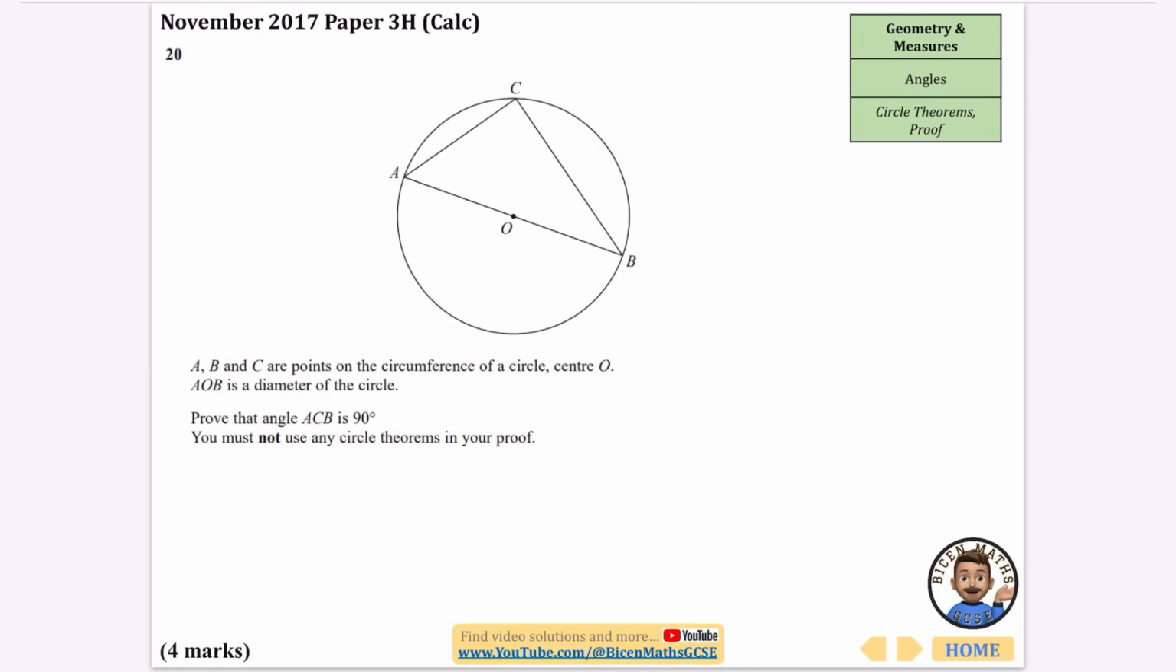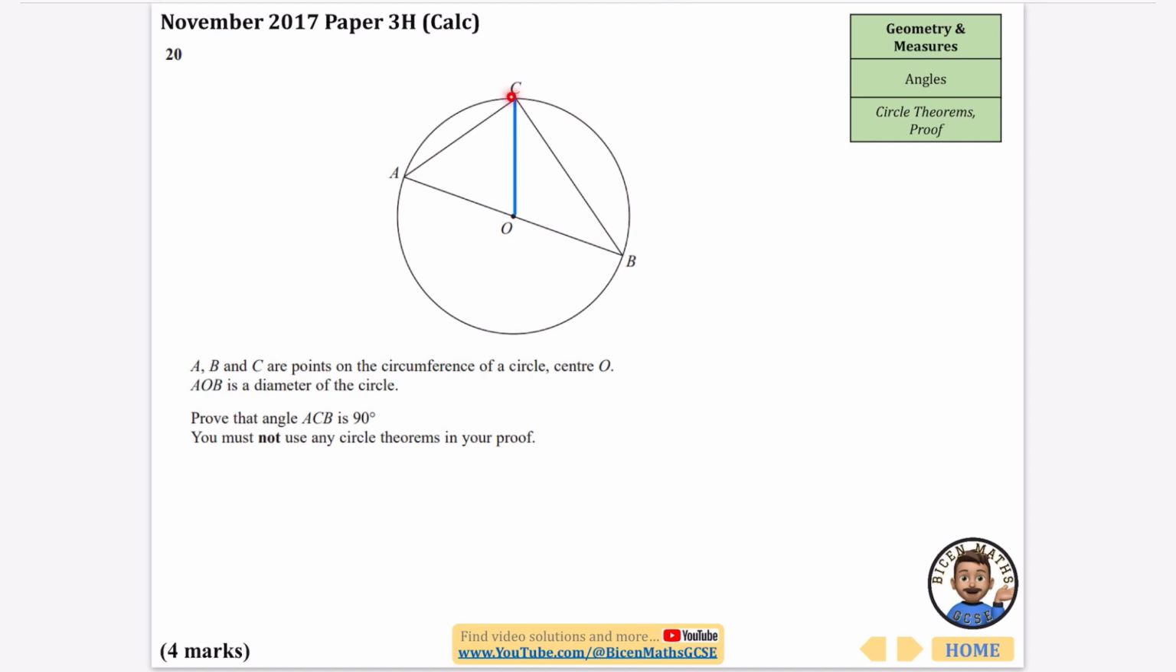Okay, now we have another kind of proof question. This one's really weird because we've got these points on the circumference of a circle, A, B and C, and AOB is the diameter. And we want to prove that angle ACB is 90 degrees, but we must not use any circle theorems to do this. So we kind of have to forget about circle theorems and try and prove that it is going to be 90 degrees. Now there are lots of different ways of doing this, but I think this is the way my brain is going to see this.